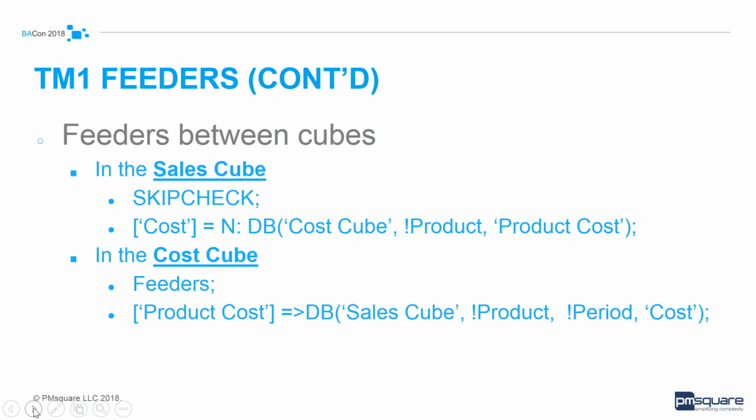Cost is a target, a recipient of data from the cost cube. We have to feed from the cost cube, which points to the target cost within the sales cube. We always want to feed from a cell with data, and it's best to feed from a cell whose content changes in conjunction with the target. And in this case, the cost is always going to flow to cost in the sales cube.